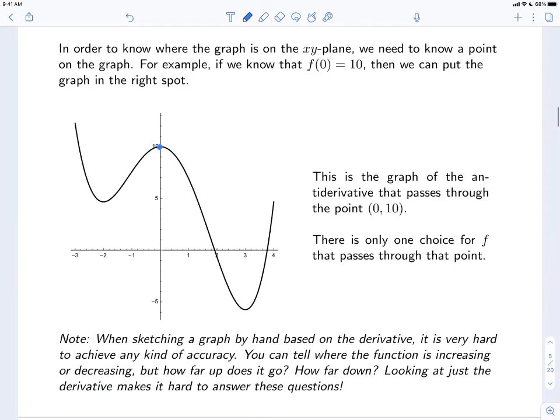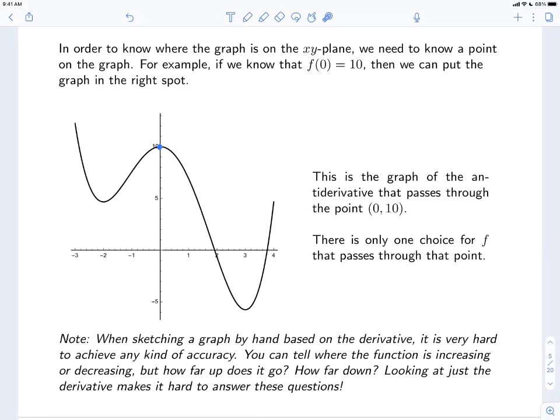Once you specify a point on the graph, that tells me where the graph sits. In this example, I was told that f of 0 is equal to 10, and once I knew that, that gave me one location on the graph, and that picks out the function exactly. There's only one choice for f that passes through that point.